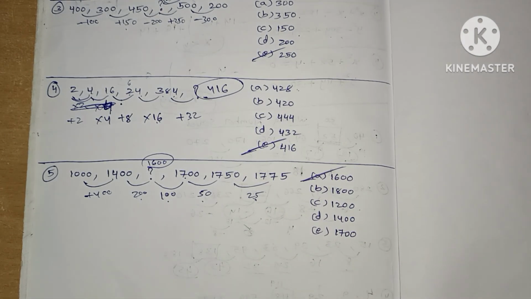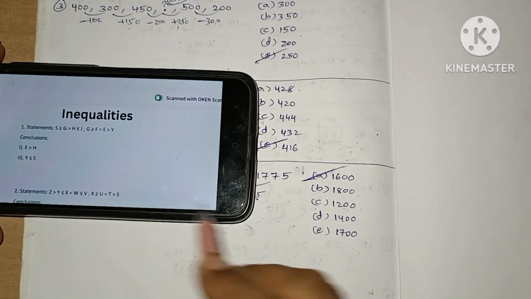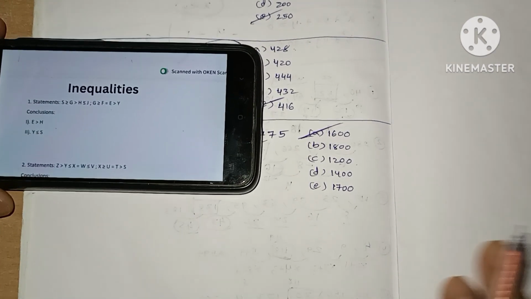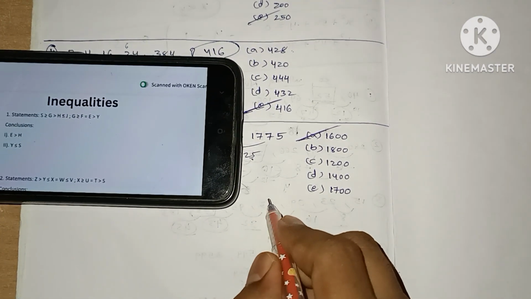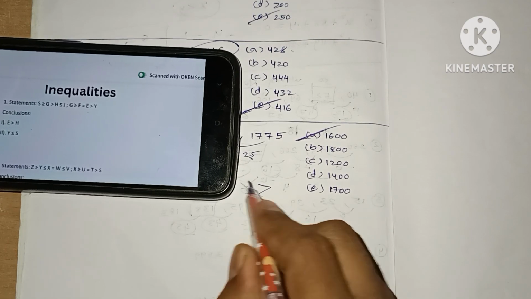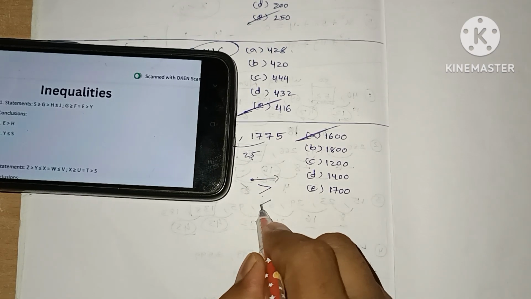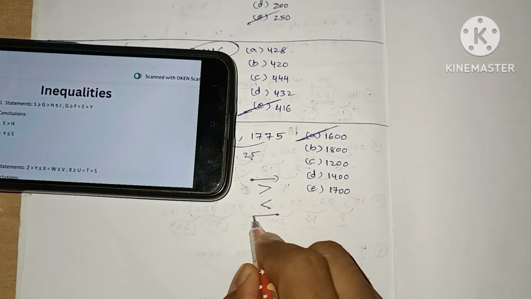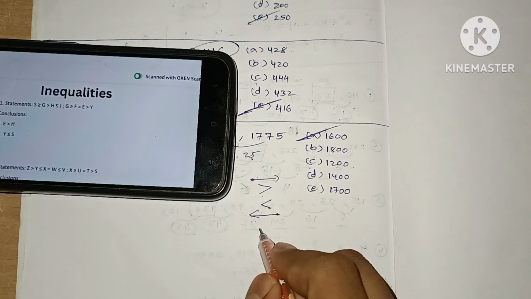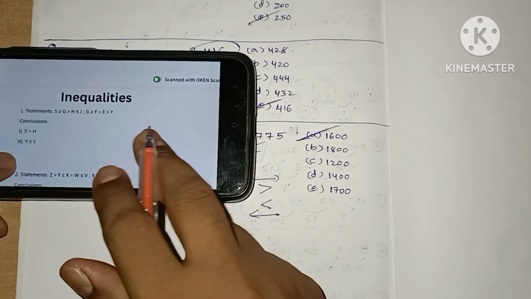Now we are going to see inequalities. For inequalities, the concept we use is the flow method. If we see a symbol like this, we always say the flow is from this side to this side. If we see a symbol like this, the flow is from this side to this side. Okay, let's understand through the questions directly.